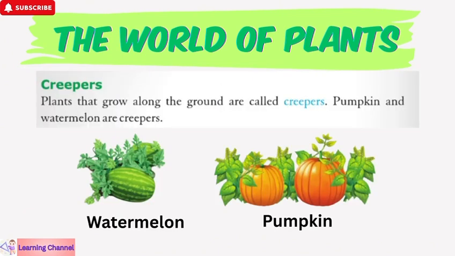Another type of plants is creepers. Plants that grow along the ground are called creepers. For example, pumpkin and watermelon are creepers.